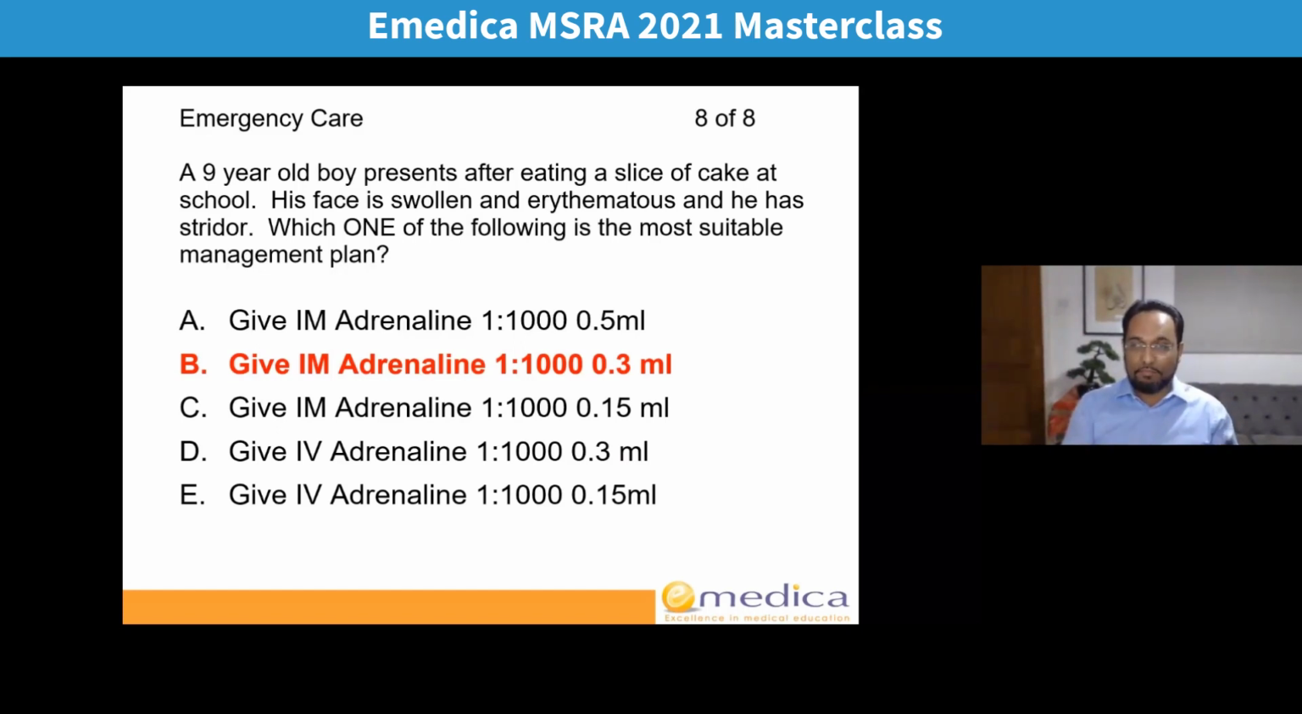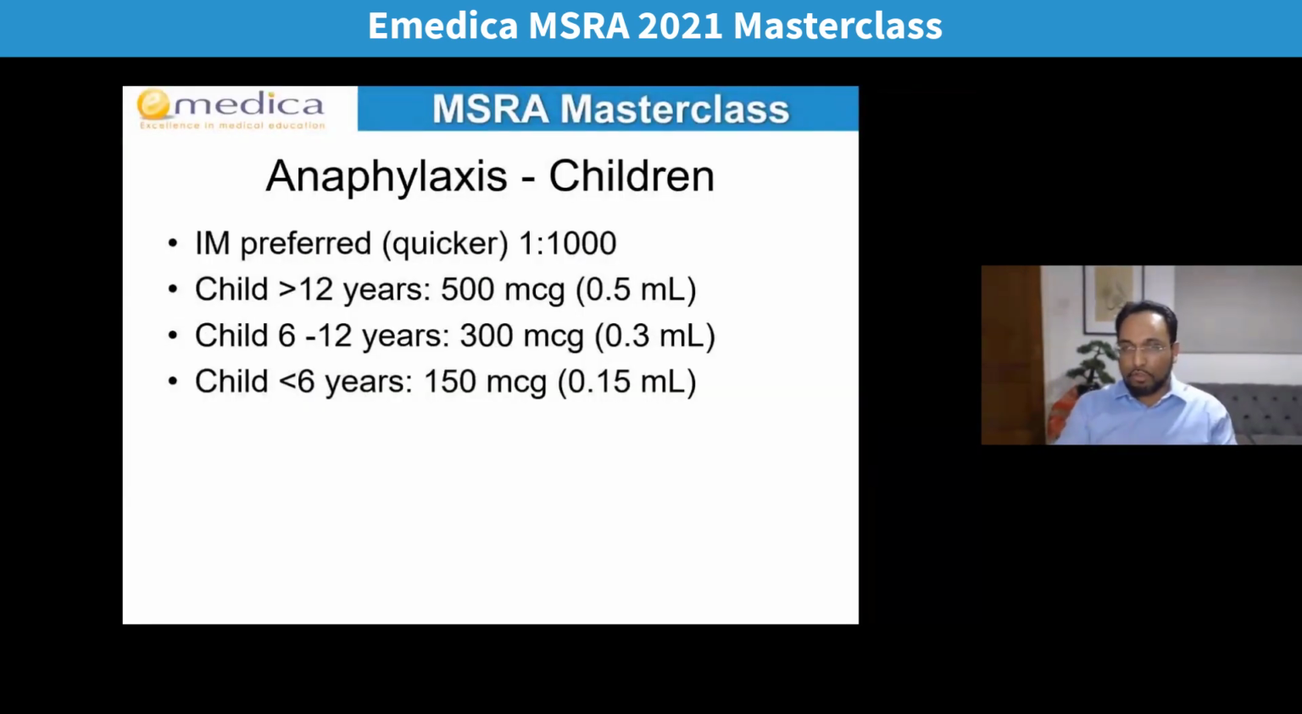IM, it's standardized. 1 in 1000 is the concentration, and then it's just by age that you look at the volume and therefore the dose. Over 12, it's the same as the adult dose, which is 500 micrograms, so that's 0.5 mils at 1 in 1000. For 6 to 12, it's 300 micrograms, so that's 0.3 mils. This child was 9. Under 6, it's 0.15 mils. You often have pre-filled syringes in these sizes.